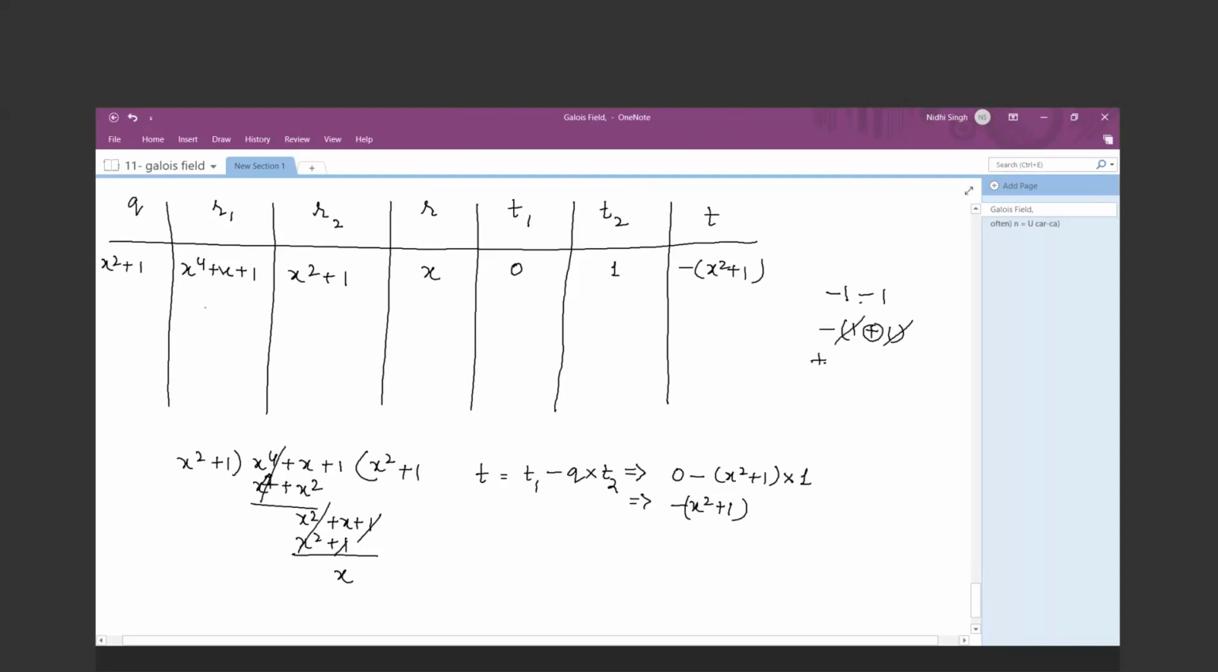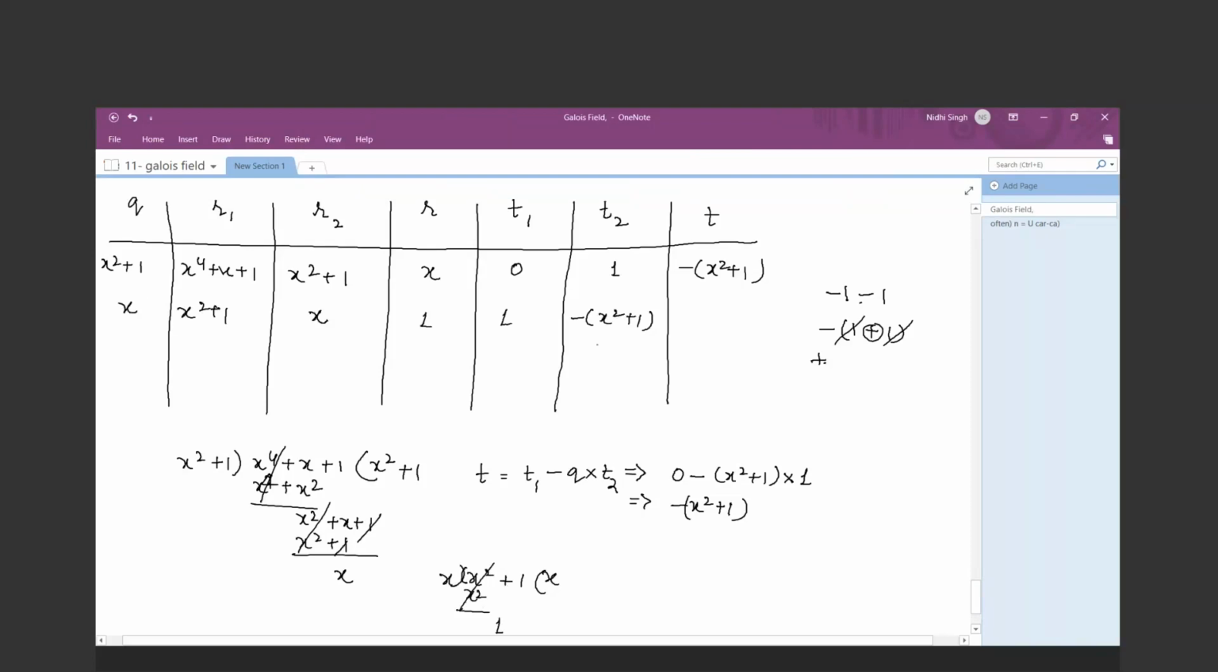Now shift, the shifting will be x square plus 1, here x, here 1 and x square plus 1. Now again perform the same operation, x square plus 1, so it will be x square, cancel out and 1, so the remainder is 1 over there and the quotient is x.